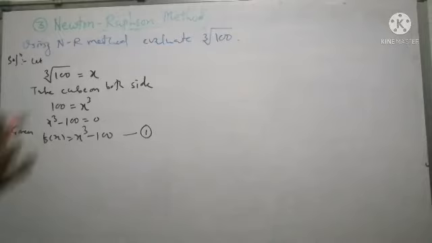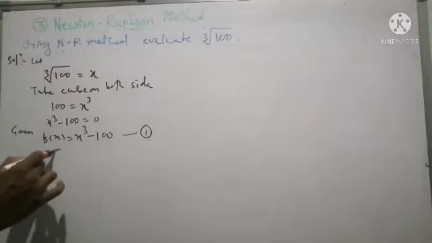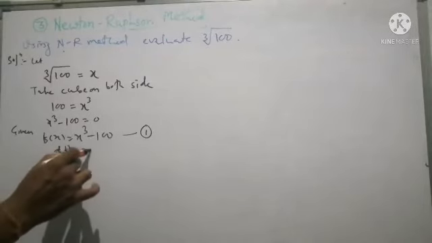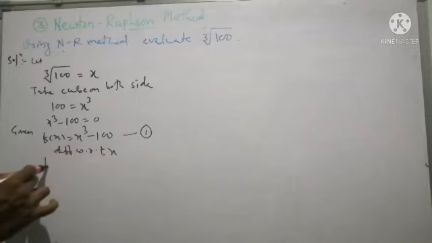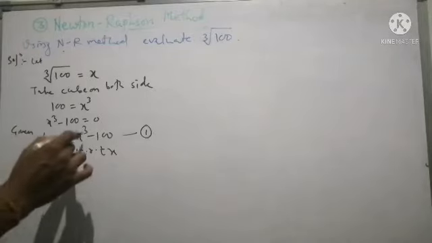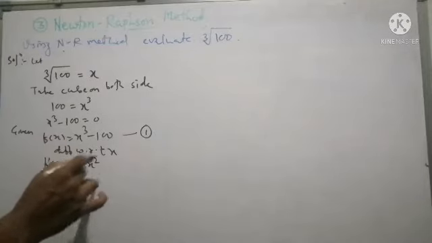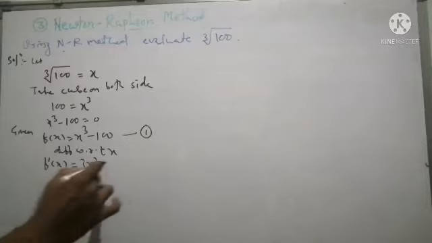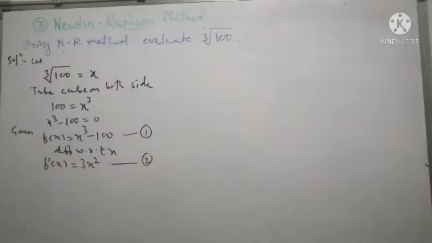Now we have to use the Newton-Raphson method. As we know, in the Newton-Raphson method we need the derivative of the function f of x, so we differentiate f of x with respect to x. As f of x has a subtraction of two terms on the right hand side, we take separate derivatives. The derivative of x cube is 3x square, and 100 is a constant, so its derivative is 0. So we get f dash x, and put it as equation number 2.